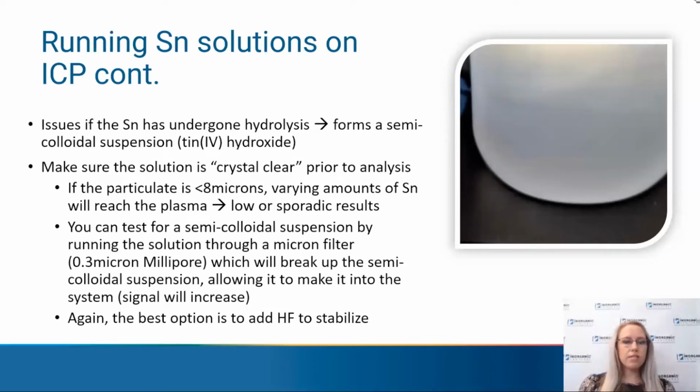So you can tell if you have any present if you see some low or sporadic results from running your samples. So again, if you just add a little bit of HF, it's going to bring your tin back into solution and fix any of these issues that you're seeing.